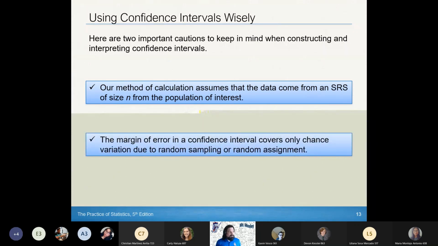The margin of error in a confidence interval covers only chance variation due to random sampling and random assignment. It does not cover possible errors due to question bias or undercoverage or non-response. Right? Other types of bias that can occur aren't covered in this type of margin of error. It only covers what would be considered sampling bias, not response bias.